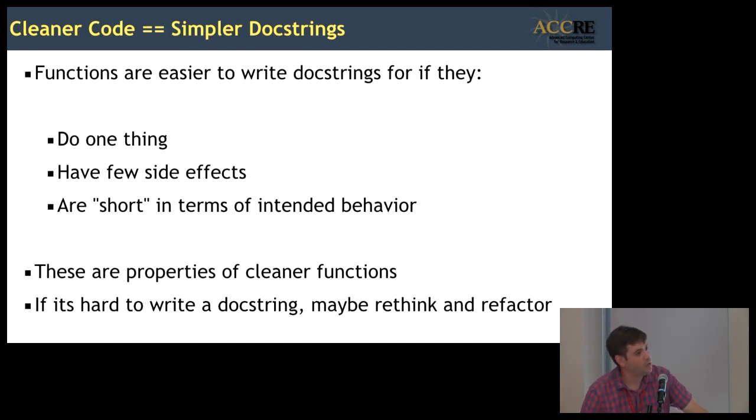And I believe that writing docstrings first and trying to come up with functions for which you can write a fairly simple docstring leads to cleaner code. That is, it's easier to write a docstring for a function if it really just does one thing, if it doesn't have a lot of side effects, and it's short in some sense in terms of what it does. Its intended behavior is not that complex. So if it's hard to write a docstring, that's a good sign to maybe think and refactor what you're trying to do.